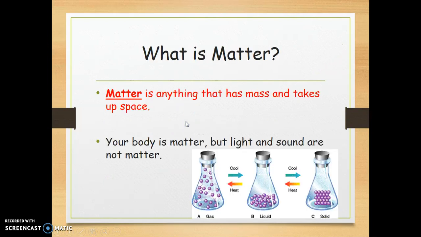Okay. So let's get started with the notes. Remember, anything in red needs to be written down. So the first thing is matter is anything that has mass and takes up space. Okay. So your body's matter, but light and sound are not. Light and sound are energy. Your body's matter because it has mass and it takes up some space.